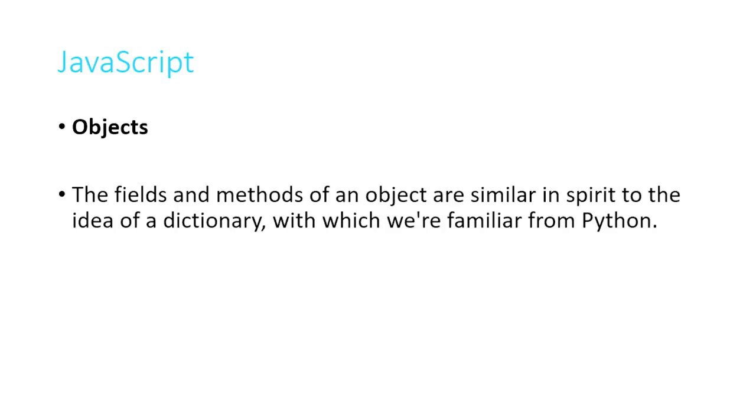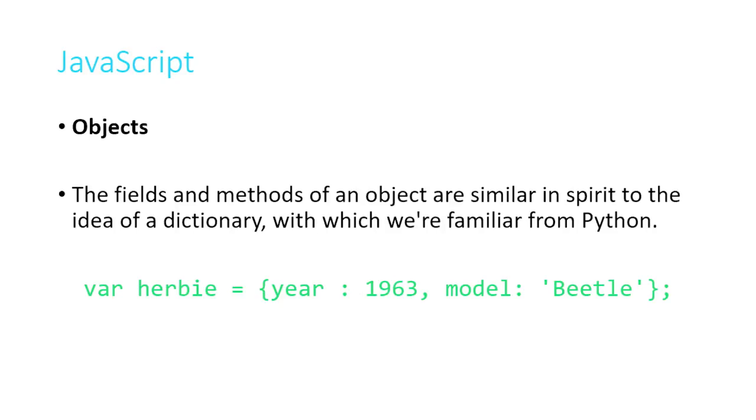The fields and methods of an object are really similar in spirit to the idea of a dictionary, which you may be familiar with or recall from Python. So we could, for example, have something like this. Var Herbie equals curly braces now, not square brackets, it's curly braces, and then a comma-separated list of key value pairs where year 1963 is sort of like saying Herbie.year equals 1963 in C, and Herbie.model equals Beetle. This is akin to how we would do the same thing in JavaScript by creating an object and giving it a couple of properties right away.